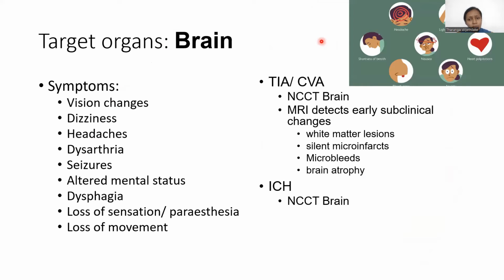Now, let's talk about each of these target organs in a little bit of detail, because patients don't come and tell us, doctor, this organ is involved. We should be able to pick it up. Right? So the first organ we'll look at is the brain. So how can a brain hypertensive emergency present? It can present as a TIA or a stroke.